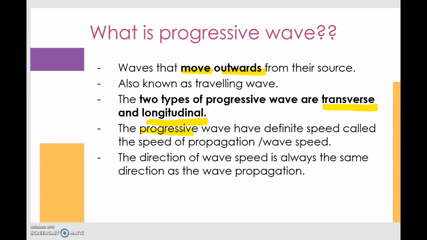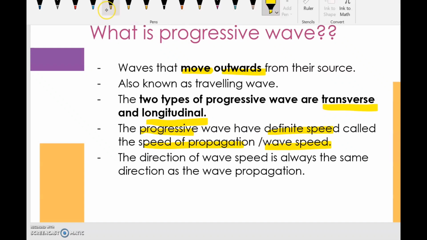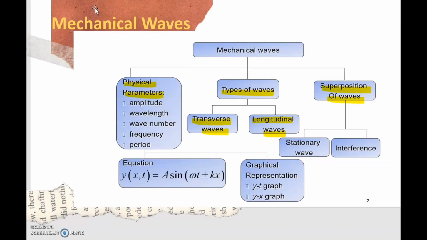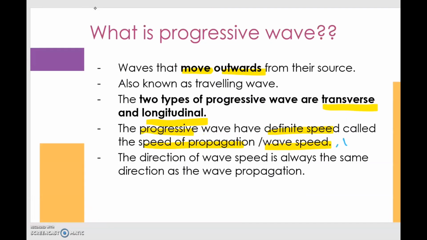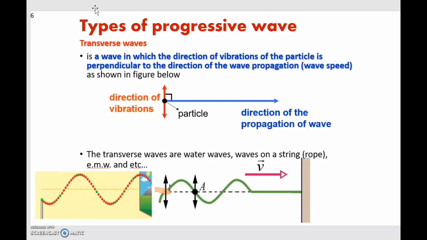Progressive wave has definite speed called the speed of propagation, or we can call the wave speed, which is v. The direction of wave speed is always the same as the direction of the wave propagation.